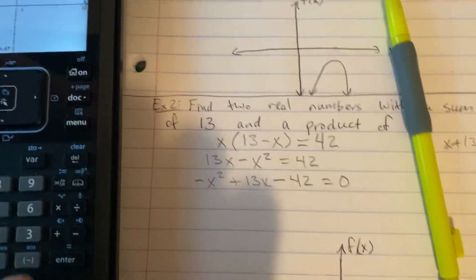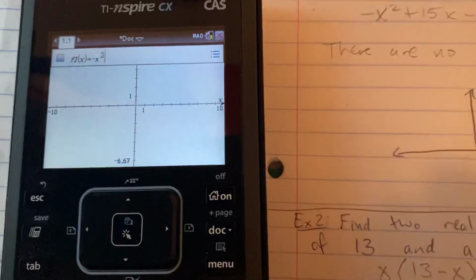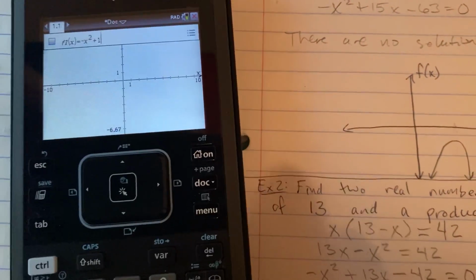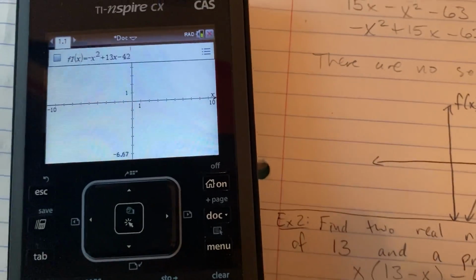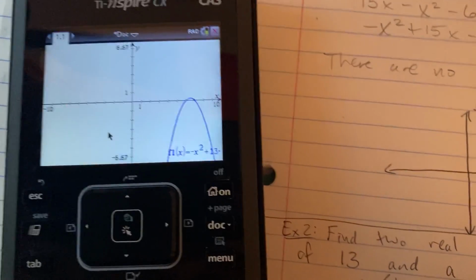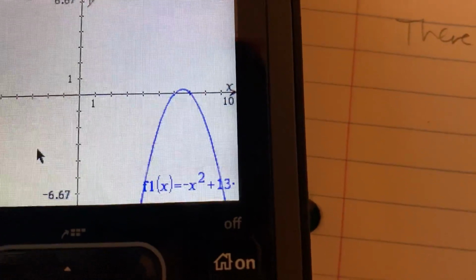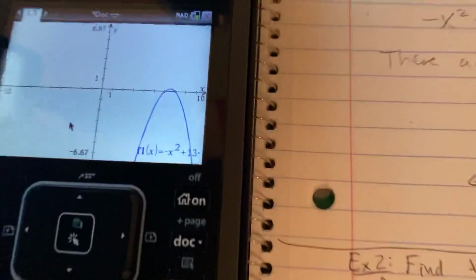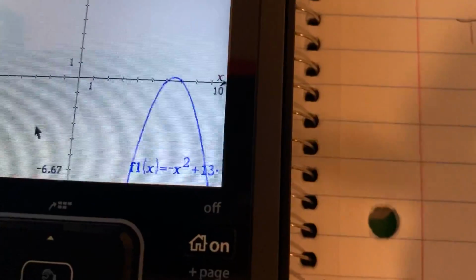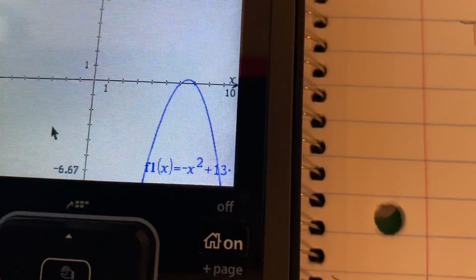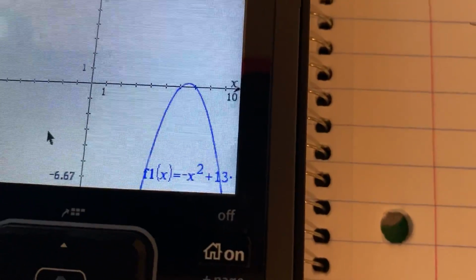So again, we have negative x squared plus 13x minus 42. If you look at that, it crosses over twice. And now what I want you guys to do is, again, use the calculator to find exactly where those roots are. You can pause your video, and I'll let you do that.